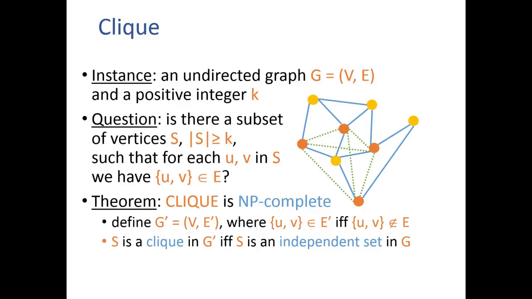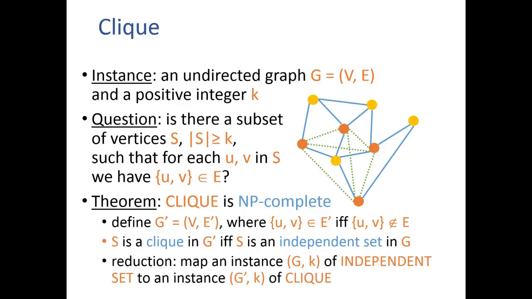Which is sort of by definition. All edges are present between vertices in S exactly if all these edges were absent in the original graph. So my reduction is: map G to its complement, flipping the graph, and keep k the same. An instance of independent set is mapped to an instance of clique.